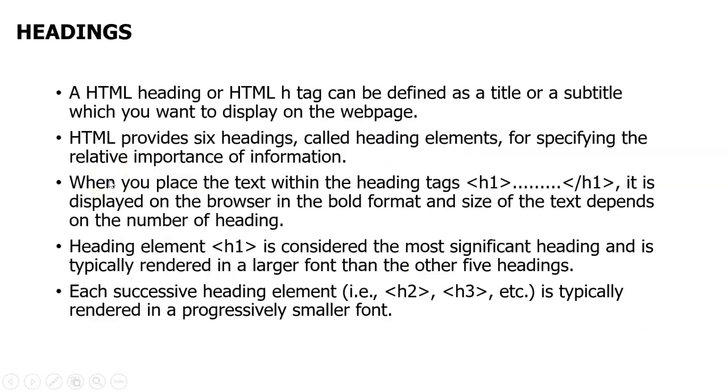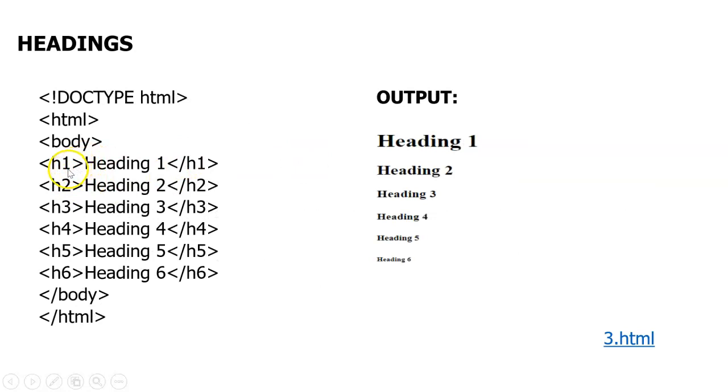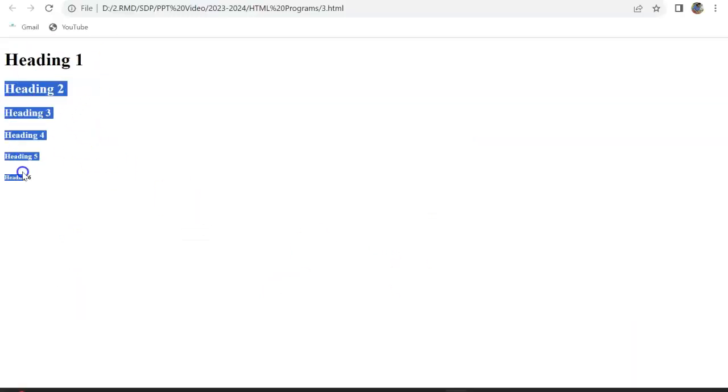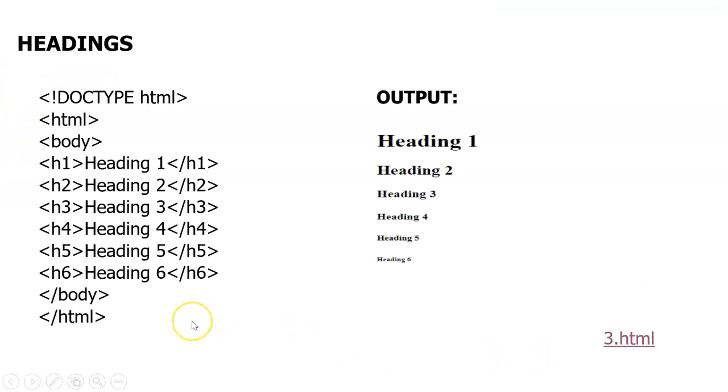So see here, H1 to H6. When the number is small, my size is very large. When the number is large, the size is very small. So these are the middle stages. H2 size is this, H3 size is this, then 4, 5, 6. So this is how you will get it. Simply, whatever size you want, H1, H2, H3, open and close, and in between you can type whatever content you want. We'll see the program for that. The same has been shown here also. So these are the different sizes of H tags, totally 6 tags. One thing to remember is when the number is small, your size is large. When the number is large, your size is small. That's all. Thank you.